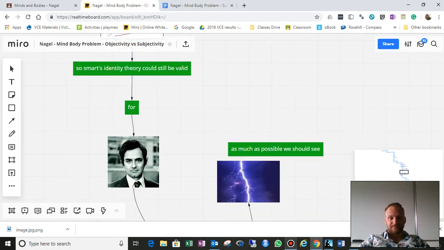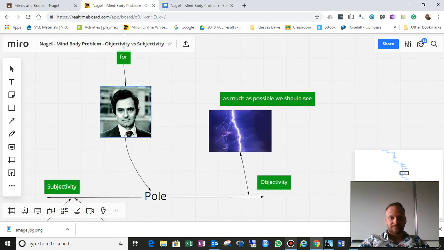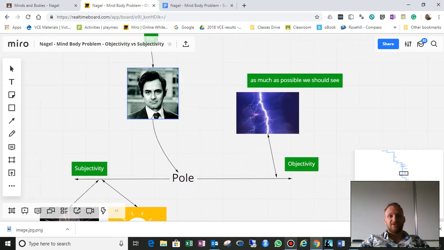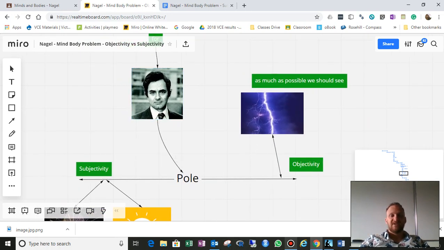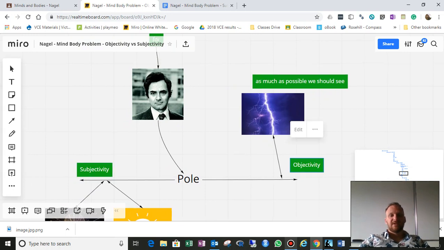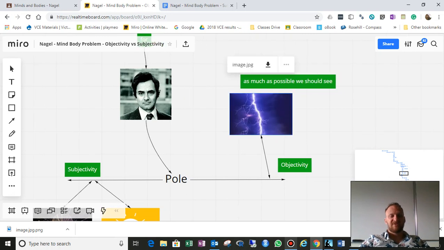But for Nagel, what he's really trying to do in this section when we read is talk about the fact that subjectivity and objectivity are really different poles, okay? And by that, if we were to describe lightning to someone else, or to an alien, we most likely would use, these days especially, a really objective account of it to explain how it works and what happens and what it is to other people, okay?